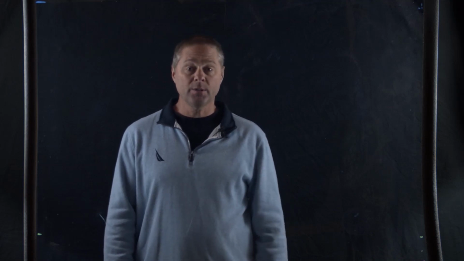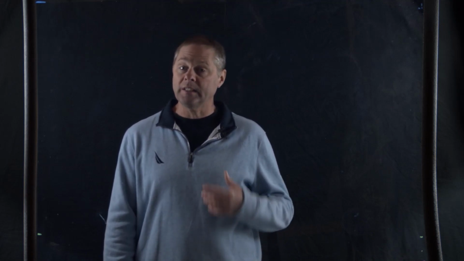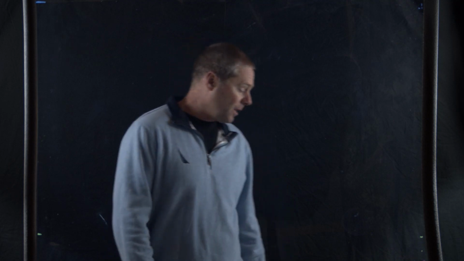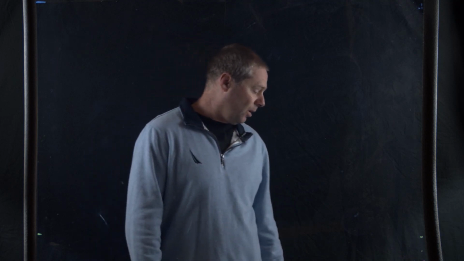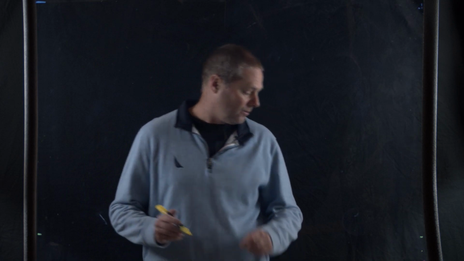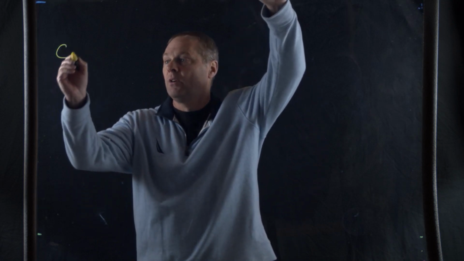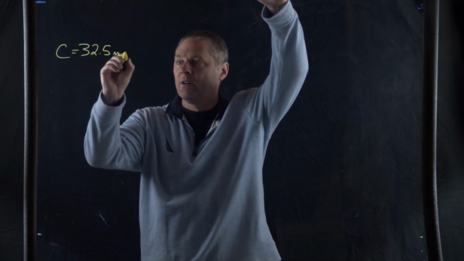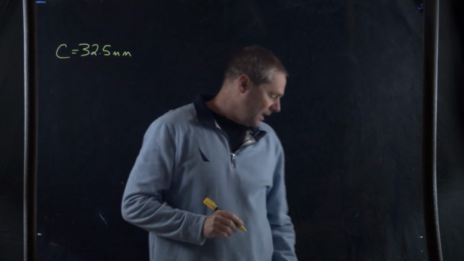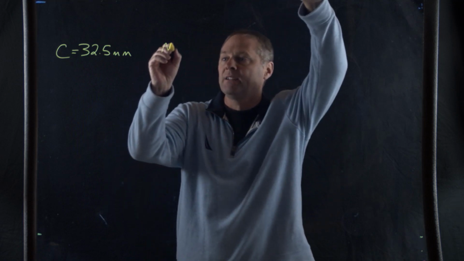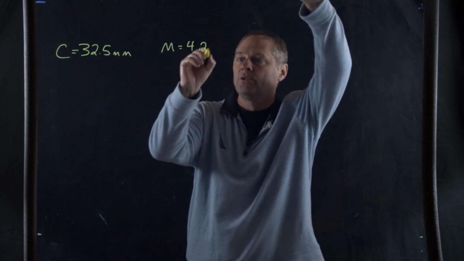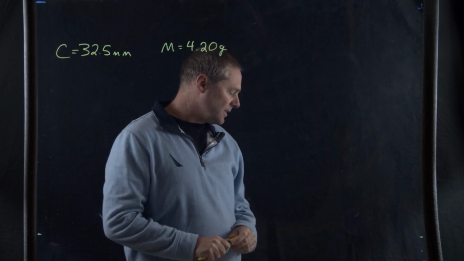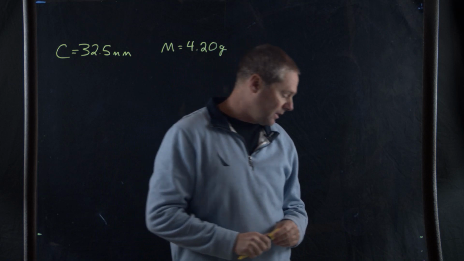In this problem, what we're going to be looking at is density. We're going to look at density of steel ball bearings. And the problem reads as such: a steel ball bearing with a circumference of 32.5 millimeters, and it has a mass of 4.20 grams. What is the density of the steel in grams per cubic centimeter?